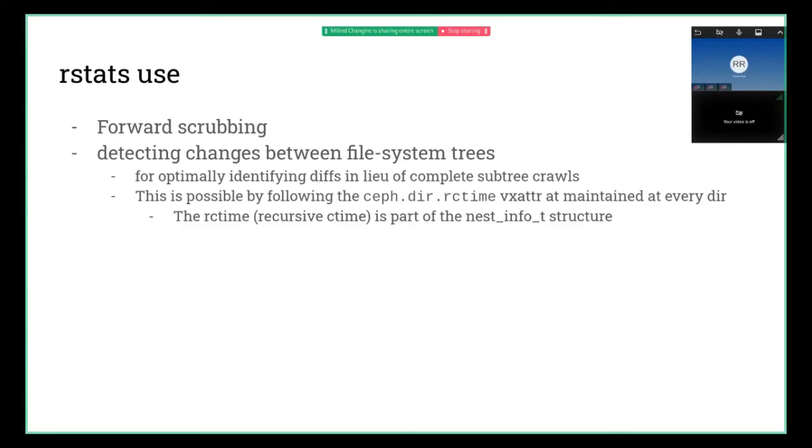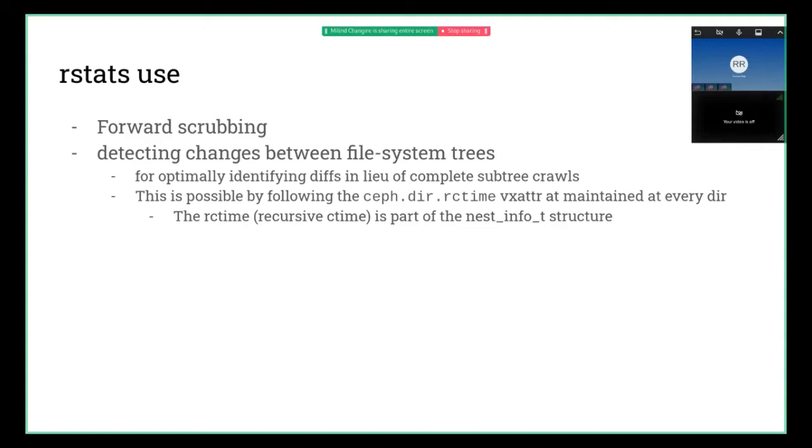Rstats are used for forward scrubbing, as we know, but there is a proposed feature to use snapshot rstats for detecting changes between file system trees, essentially between two snapshots. The rstats help in optimally identifying the differences between two trees instead of doing a complete crawl of the entire subtrees.